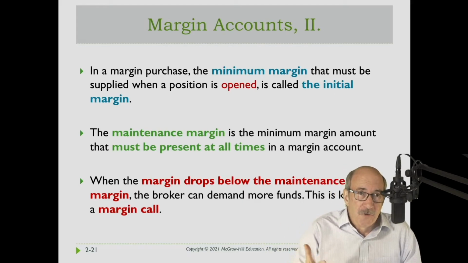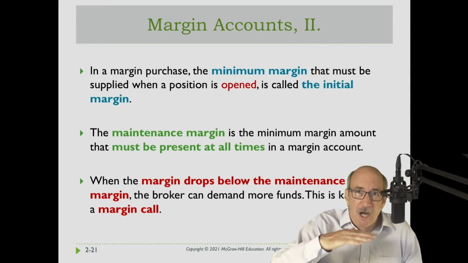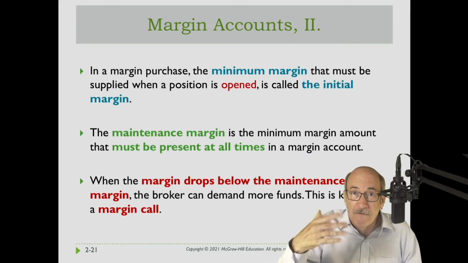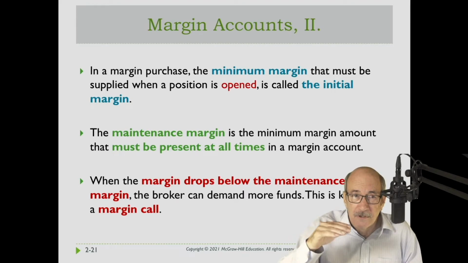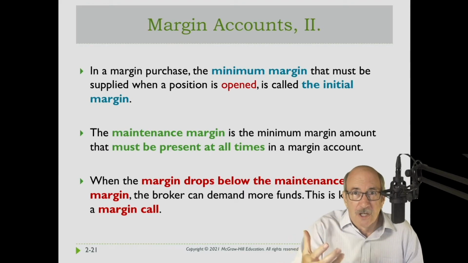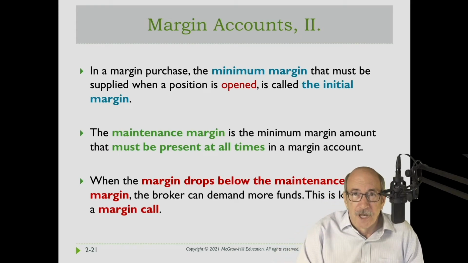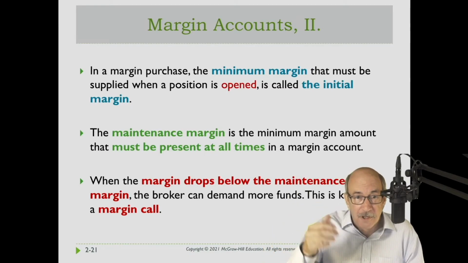If I choose to inject more cash, I have to bring my margin up to what my original initial margin was. In my example here, 50%. So let's say it drops down to 35. Now I've got to get a big chunk of cash to bring it back up to 50%. And then the position stays open, and I keep hoping that the stock price is going to go up eventually.